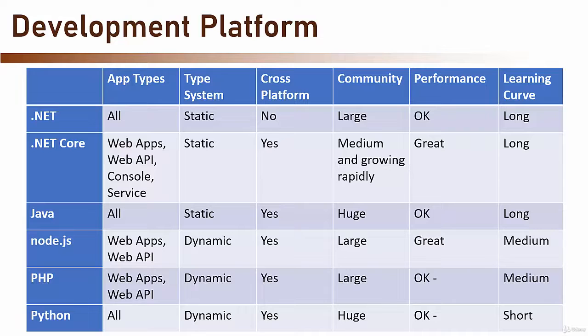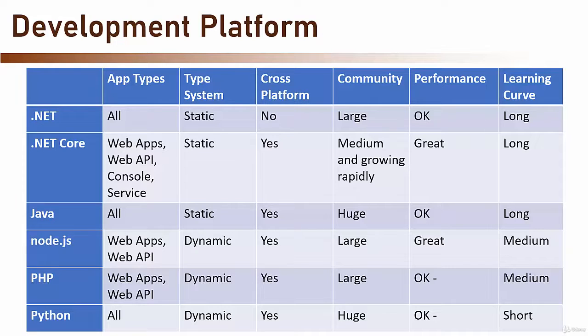The first column is app types, which means what kind of applications we can use this platform for. Now, when talking about microservices, the application type we will use is usually Web API, because this is what typical microservices expose. So we first have to make sure Web API is supported by the platform, and it looks like all of them support this, so we're good.